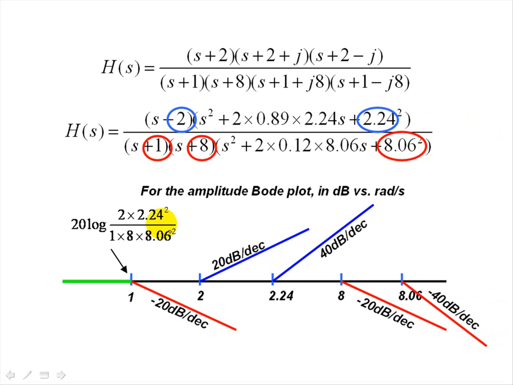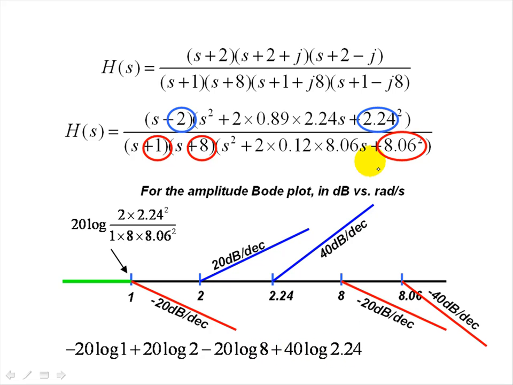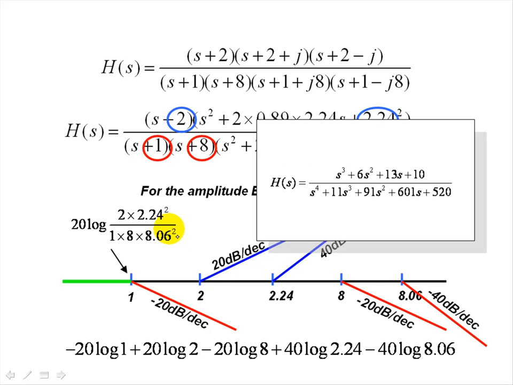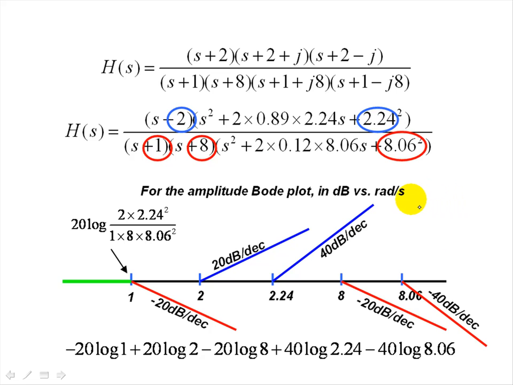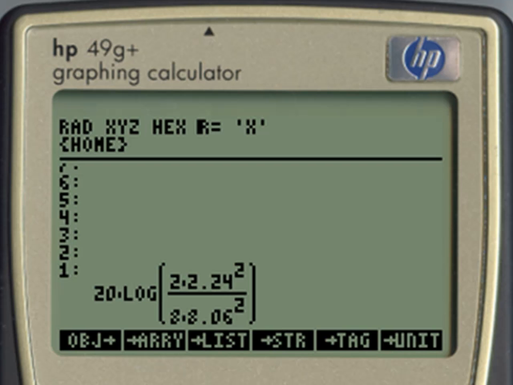Yes, you did this: minus 20 log 1 plus 20 log 2 minus 20 log 8 plus 40 log 2.24 minus 40 log 8.06. Oh, but this is exactly the same as this. Moreover, you could also compute that value as 20 log of 10 divided by 520. Try it. Let's compute it.